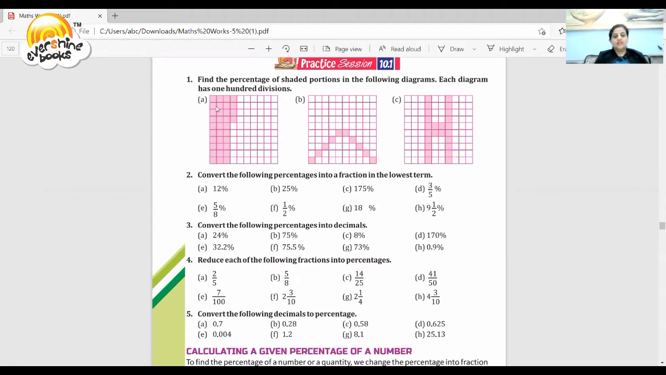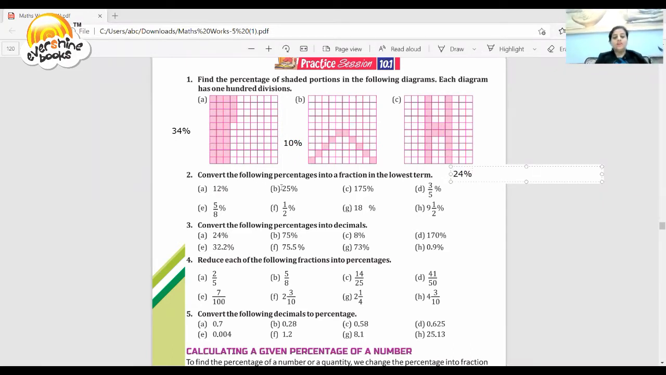Chapter 10.1 is related to percentage. Whatever shaded part is there, this is the percentage of that part. Here, how many are there? They are 34 in number, so 34%. After that, this is only 10, so it is 10%. Now the next one is given. Here they are 24 in number, so it is 24%.